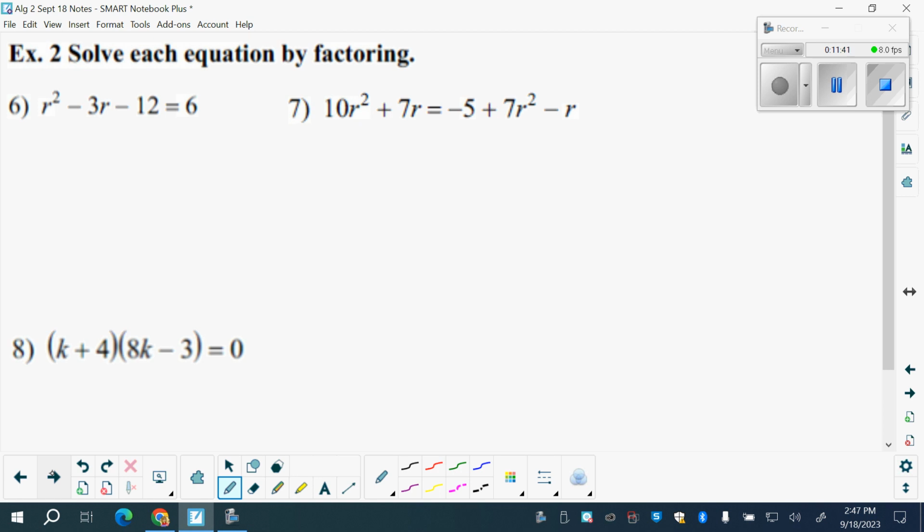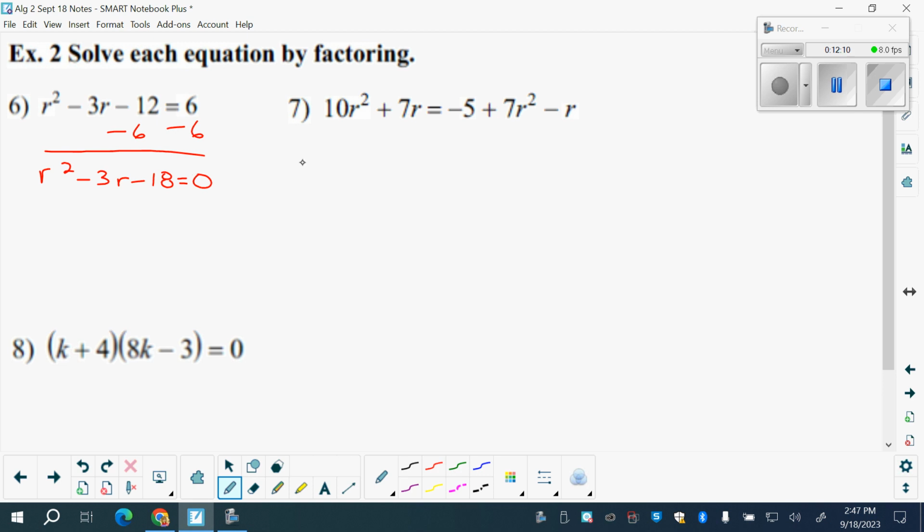Is it in standard form? How can we tell it's not in standard form? What's wrong with it? It's not equal to 0. So we've got to get it equal to 0. So what do we do to get it equal to 0? Minus 6. Yeah, subtract 6. It's like adding a negative 6. Then we get r squared minus 3r minus 18 is 0. So what would we do next?